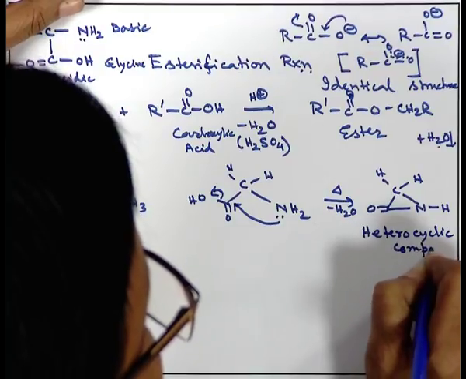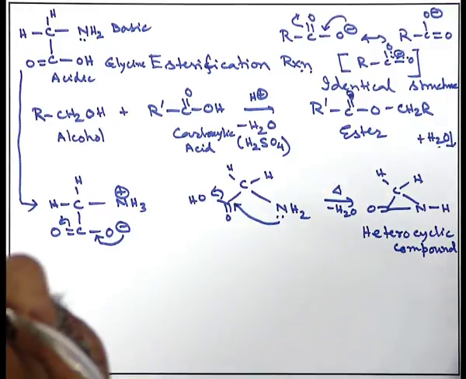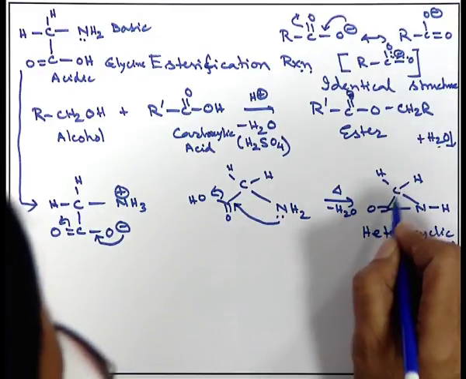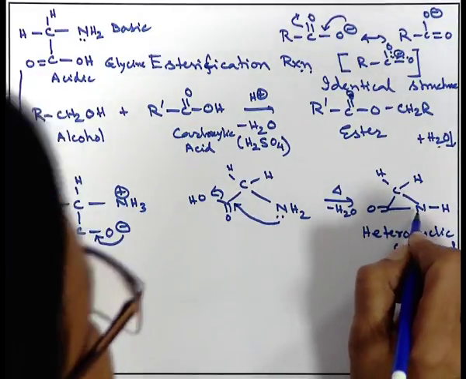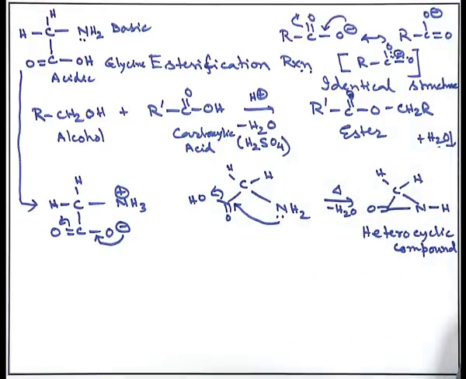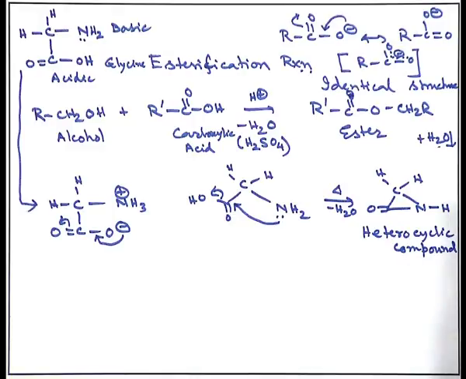What did I say? This is the heterocyclic compound. Why heterocyclic compound? Because this is the cyclic compound, no doubt. To make a ring you need at least 3 atoms. Here carbon is 1, another carbonyl is second, and nitrogen is third. So, 3 atoms are there. So, it is a 3-member cyclic compound, and one heteroatom is there in the ring. So, it is the heterocyclic compound.